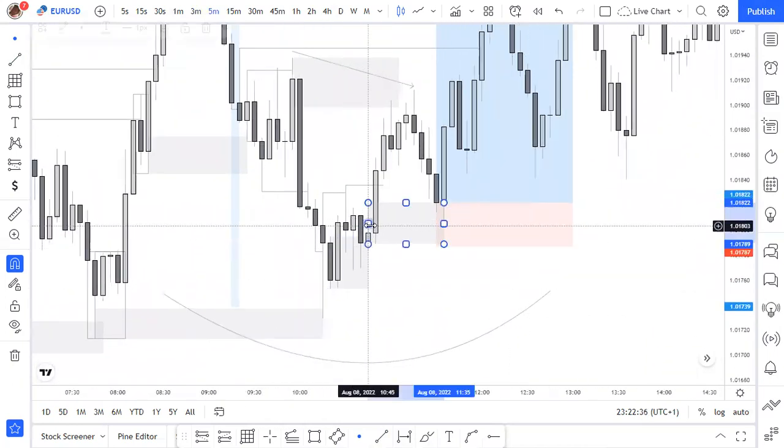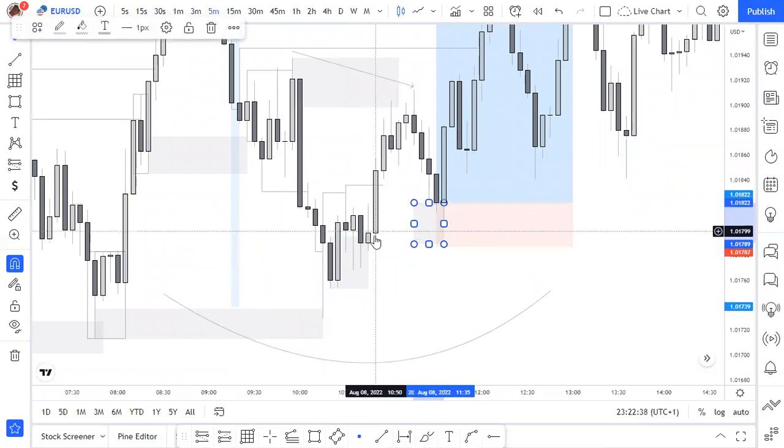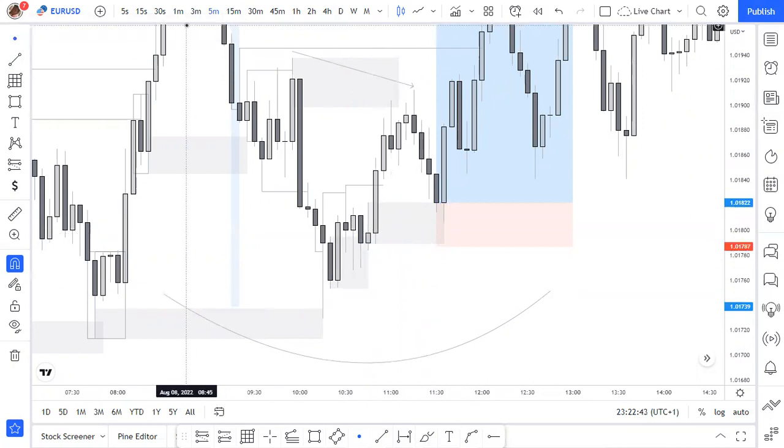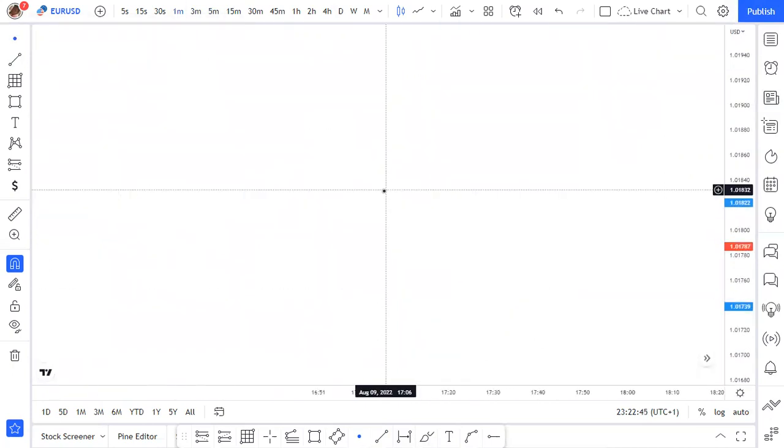This is the buy to sell wick here. This high to this low. So that's what I use as my entry. And over to 1 minute.